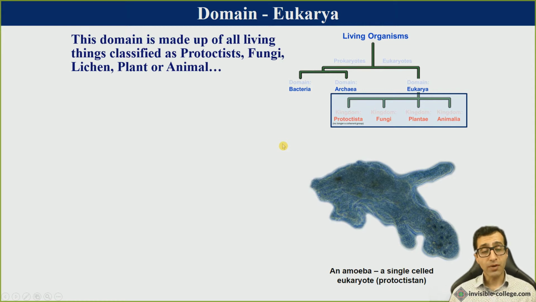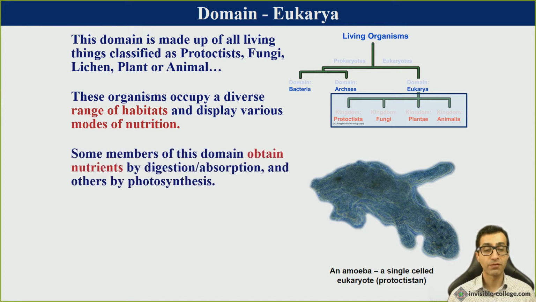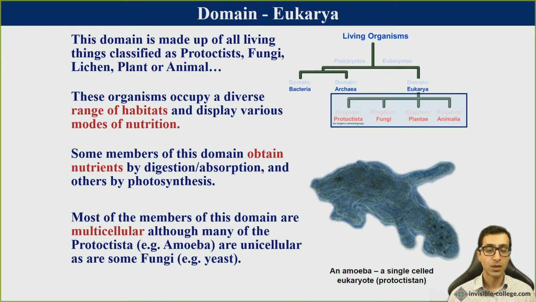Eukarya generally occupy a very diverse range of habitats, and they also have a very diverse range of modes of nutrition or feeding. Some members of this domain will obtain their nutrients by digestion and absorption, but others will be autotrophs. They will obtain their nutrients by photosynthesis, for example. Most members of this domain are also multicellular, although many of them are unicellular. The example that's being shown here is the amoeba, which is a protist.